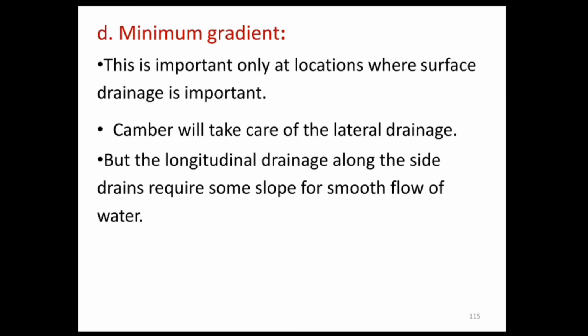Next is the minimum gradient. The minimum gradient on roads is provided for drainage purposes. The surface water can be drained off to the side drains by providing the proper camber and a certain longitudinal slope, which is essential to drain the water along the side drains. The minimum gradients are 1 in 500 for concrete drains, 1 in 200 for inferior drains, and 1 in 100 for soil drains.